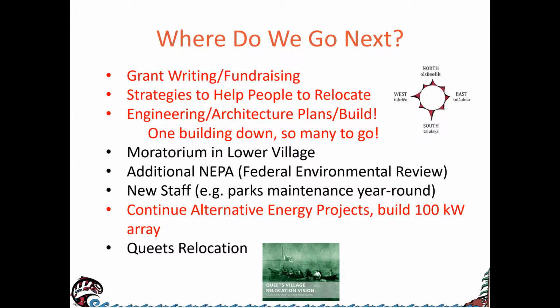A moratorium in the lower village, once there's a place for people to go. More studies, new staff. We'd have to consider new parks maintenance, or we don't really have anybody on the reservation trained in solar power operations. We would need somebody trained in the case of the microgrid, obviously. So that would take new employees. We want to keep looking at alternative energy projects, build the arrays, and then relocate parts of Queets, the other village. Next.